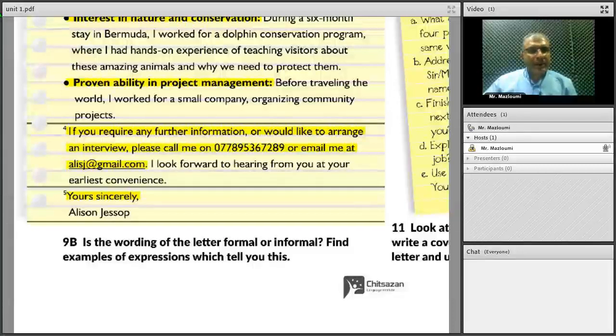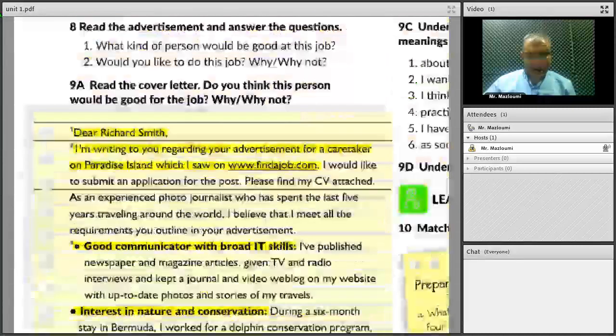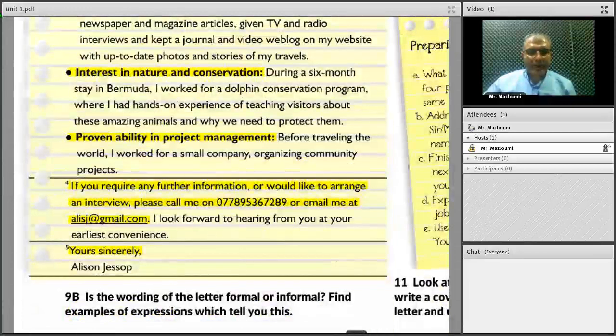So, if you need any more information, the person is just addressing Mr. Smith. So, dear Mr. Smith, if you need any more information, or if you think I'm suitable for the job and you would like to give me an interview, this is my phone number and this is my email address to keep in touch with me. I look forward to hearing from you at your earliest convenience.